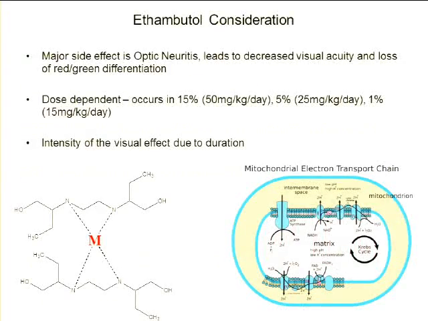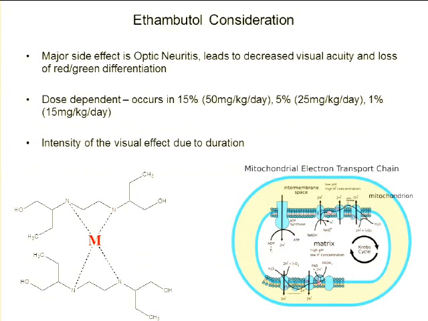Some major side effects of this drug, the first one is optic neuritis. This leads to decreased visual acuity and loss of the red-green color differentiation in the eye. Okay, this is essentially an optic neuropathy. This is a consequence of the inflammation of the optic nerve, and that's going to lead to this visual acuity loss and loss of the red-green color differentiation. So essentially making someone colorblind.